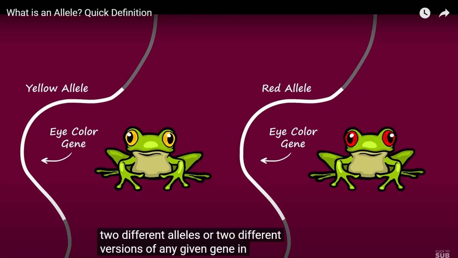One version could come from mom, and one version would come from dad. So you might end up with two alleles the same, if you got the same from mom and dad, or you might end up with two alleles different, where mom and dad gave you different alleles of the same gene.